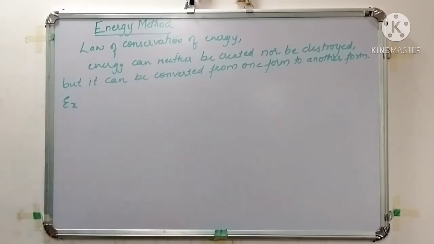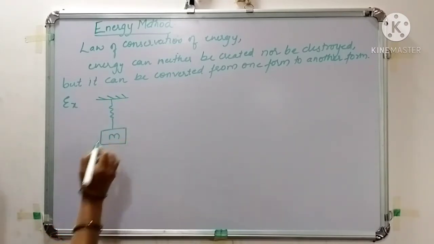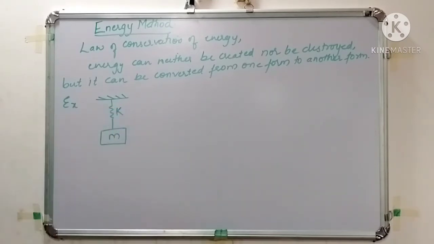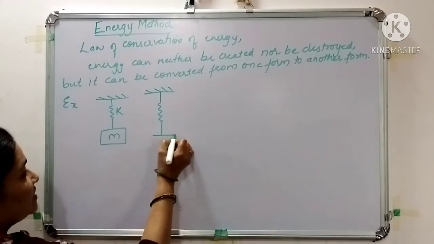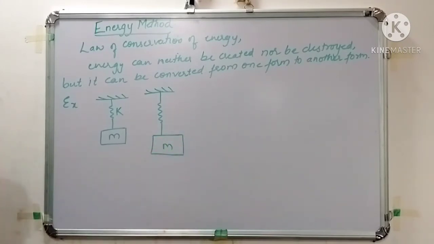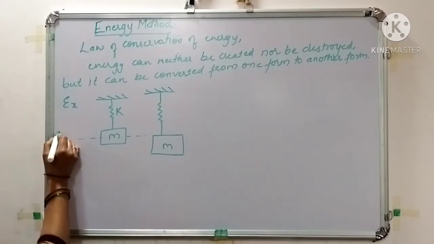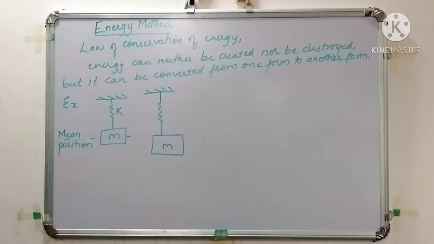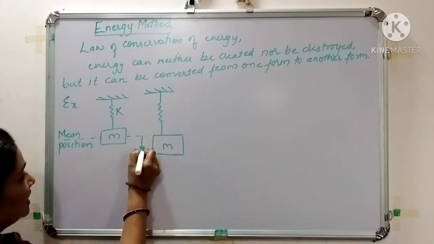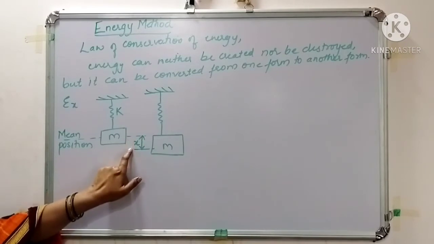So let us consider an example. This is a standard example where we have a spring and a mass. Let the mass be m and let the spring be k. This is the static position of the spring mass system. Now, once the mass is given a certain displacement, it takes a new position. Let me consider that this is the mean position. When the mass is given a displacement, let the displacement be x. The displacement of the mass from the mean position is x.